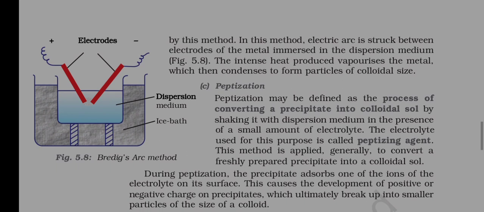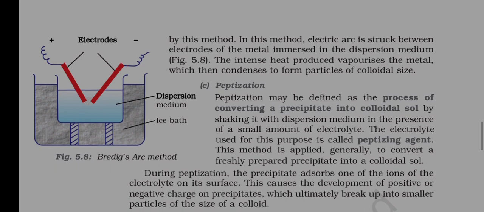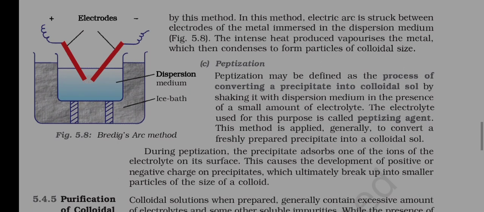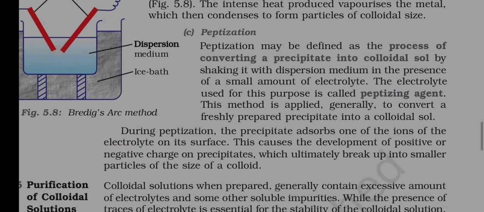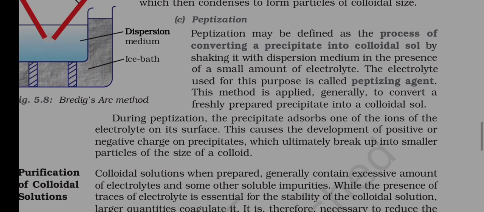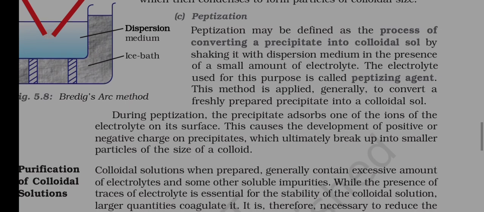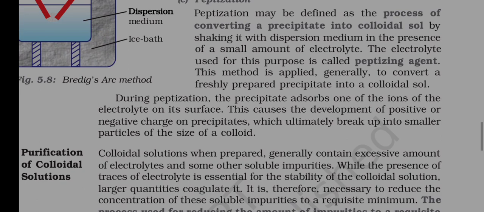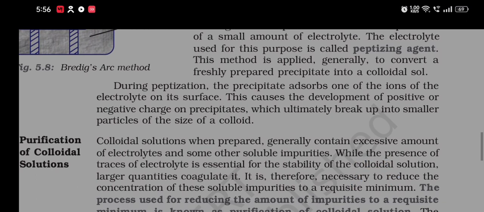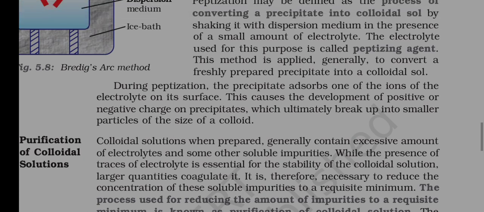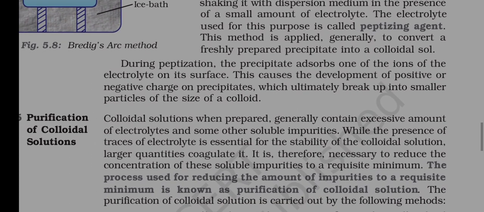Third method, peptization. Peptization may be defined as the process of converting a precipitate into colloidal sol by shaking it with dispersion medium in the presence of a small amount of electrolyte. The electrolyte used for this purpose is called peptizing agent. This method is applied generally to convert a freshly prepared precipitate into a colloidal sol. During peptization, the precipitate adsorbs one of the ions of the electrolyte on its surface and causes the development of positive or negative charge on precipitates, which ultimately break up into smaller particles of the size of a colloid.